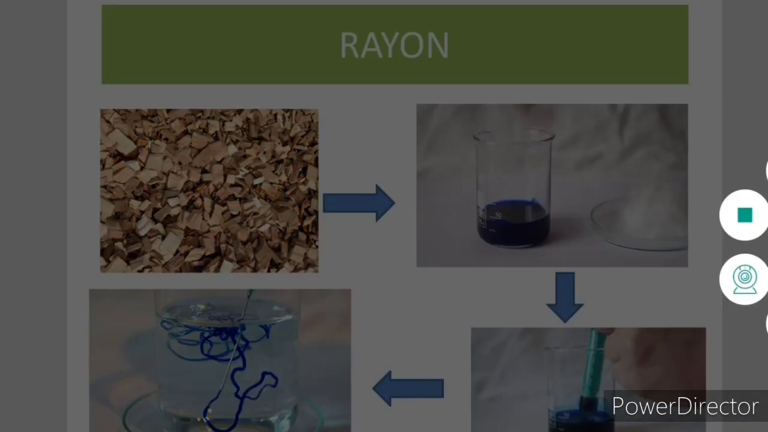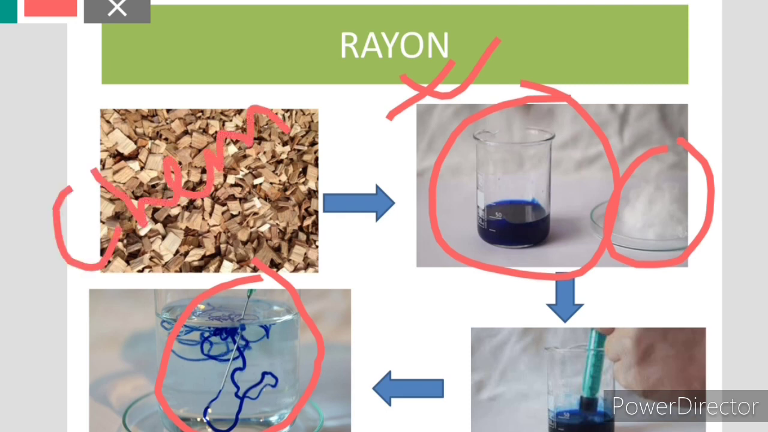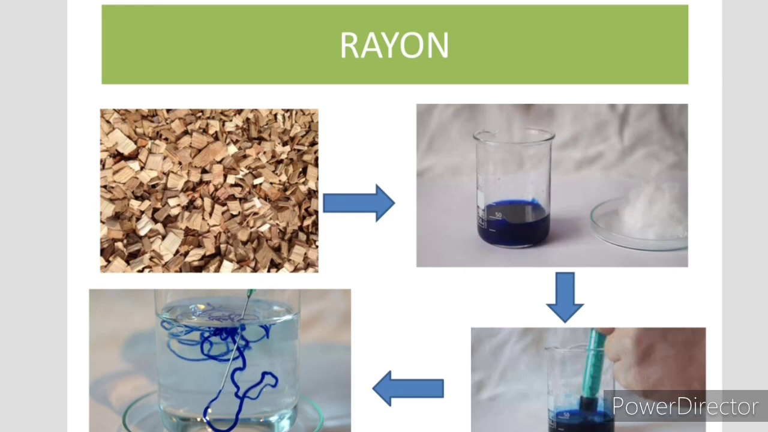What are the chemicals? Here you can see the blue solution and some cotton. There you can see an injection type of thing. All of them together, how they are helpful to make rayon. I'm attaching a video. Go watch it carefully and write down what are the chemicals used in it. Okay, so this is the thing.